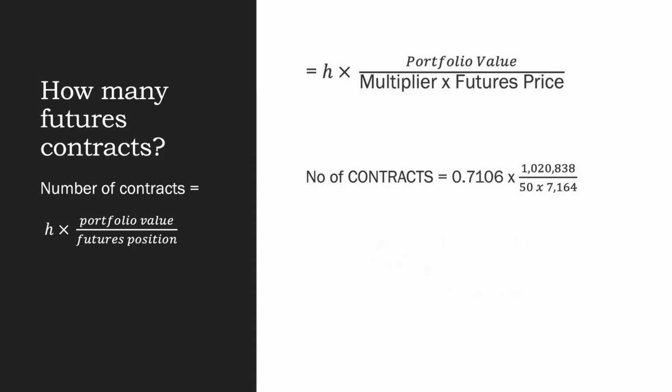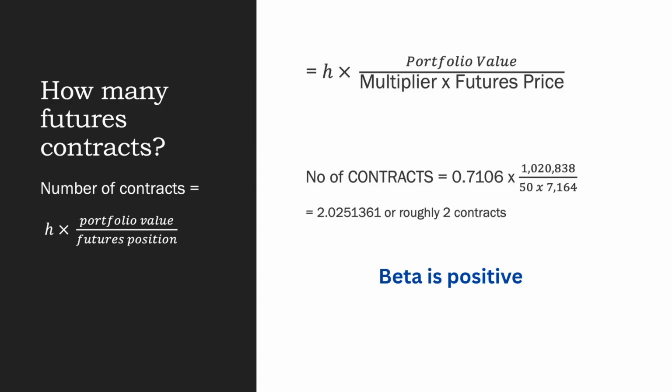So again, going back to our problem, at the price of 7,164, one contract is currently priced at 50 times 7,164. And that gives us roughly 2 contracts that we need to short. Note that the beta and the correlation is positive.